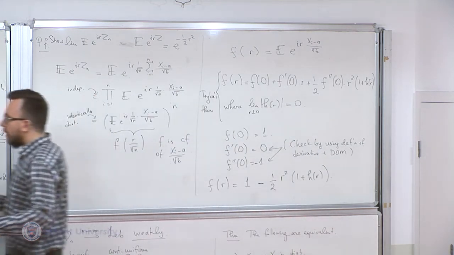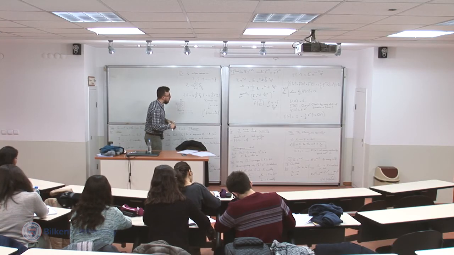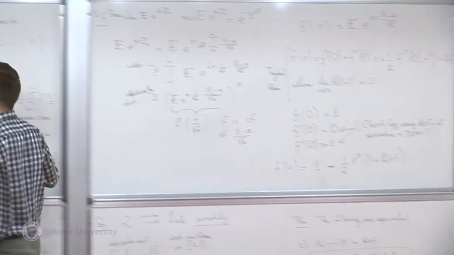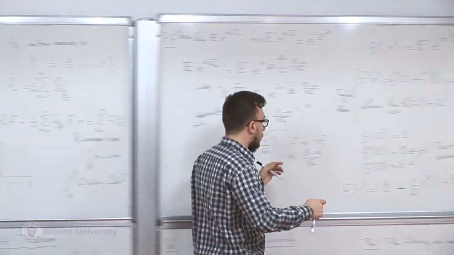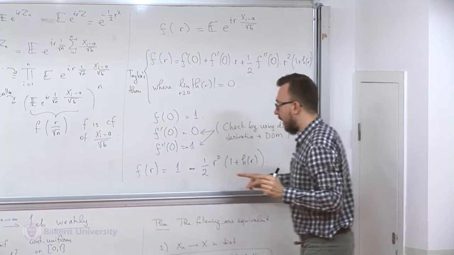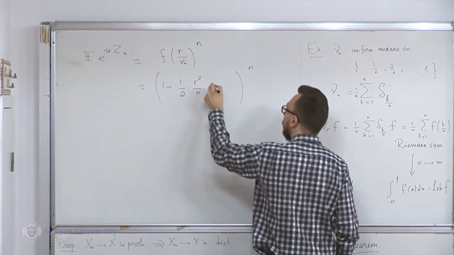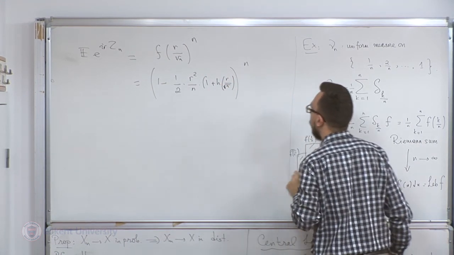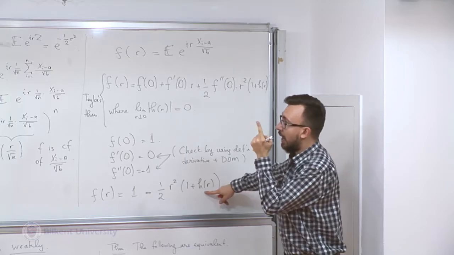Okay. So here's what we get. We were in the middle of a computation, so let's look at that. The expected value of e^{irZ_n} is equal to f of r over square root of n, to the power n. So it's the power n of this expression evaluated at r equals r over square root of n. So 1 minus 1/2 r squared over n, times 1 plus h of r over square root of n. Did I write it correct? r squared becomes r squared over n, 1 plus h of r over square root of n.